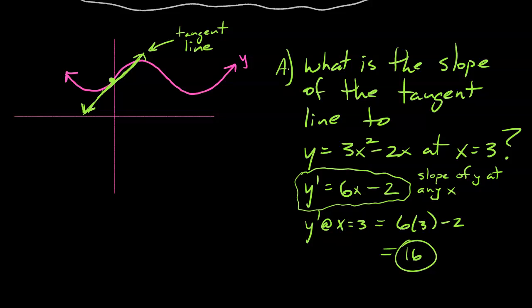So the derivative stands for the slope of the original function at any x value. The 16 that I have circled right here is the slope of y at x equals 3, because I plugged 3 in. So what was I trying to answer from the very beginning? Okay, is this the answer, or is there something more we should do?